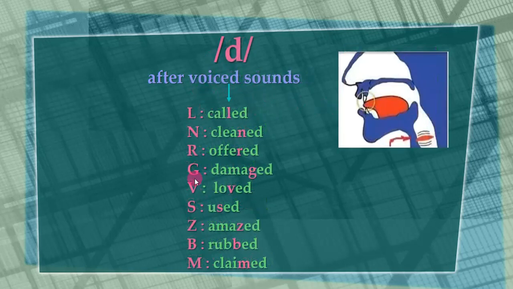Next we have the d sound. When do I pronounce the ed as a d? It's when the sound before the ed is a voiced sound, the sound that has vibration, like L, N, R, G, V, S, Z, B, and M. Like called, cleaned, the sound here is d, not like the other one that was t. Offered, damaged, loved, used, amazed, robbed, and claimed.